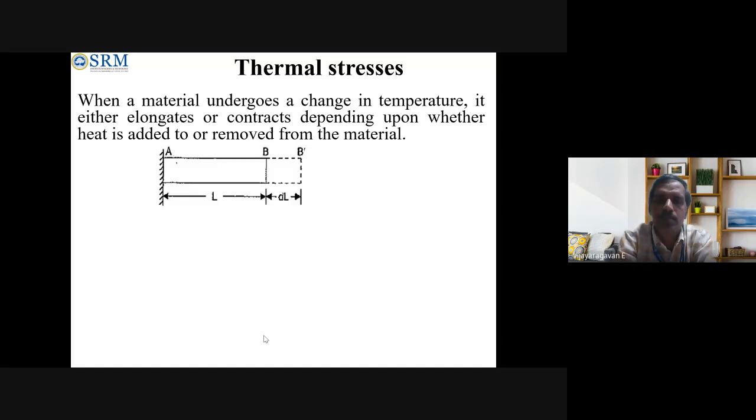In this case, we see a mechanical member which is subjected to heat. We are not going to heat it ourselves, just the atmospheric conditions, the sunlight or other external factors in the environment make it heat. In a hot environment, it is going to expand. Let us say that the expansion is delta L due to the change in temperature.